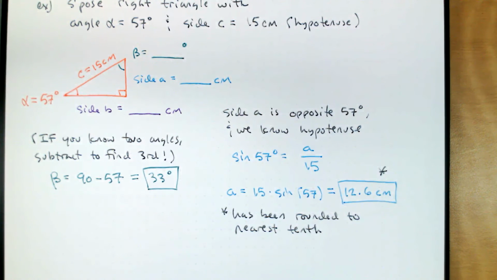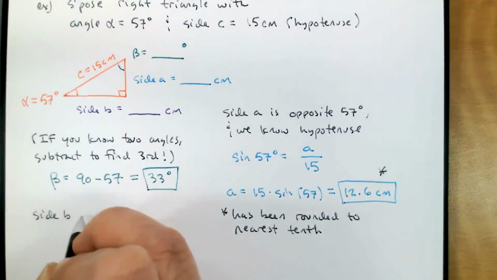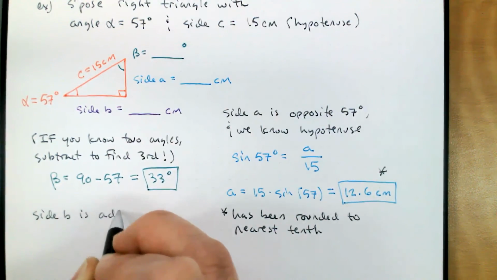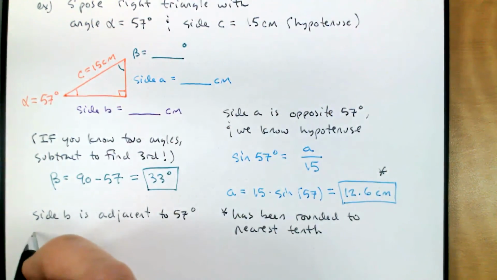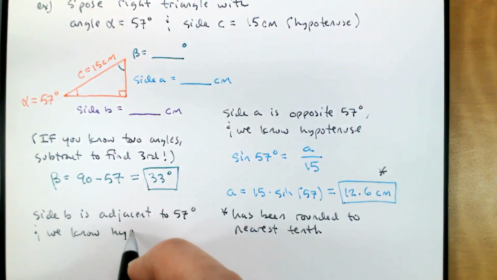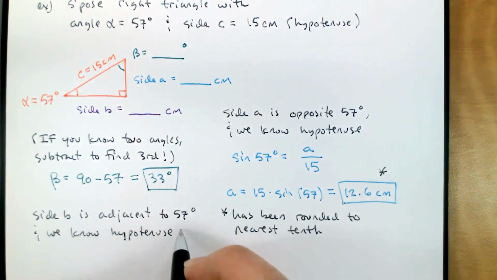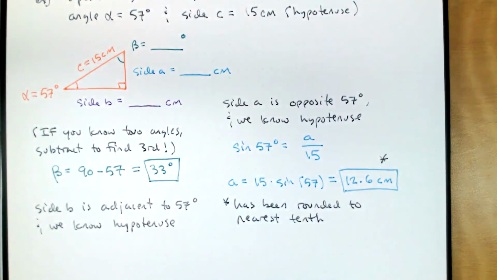Now we might also notice that side B is adjacent to the 57 degrees. So note that side B is adjacent to 57 degrees. And we know the hypotenuse. So I can do the same thing for side B that I did for side A, using the hypotenuse. But this time I need adjacent on hypotenuse, and that tells me to use cosine.